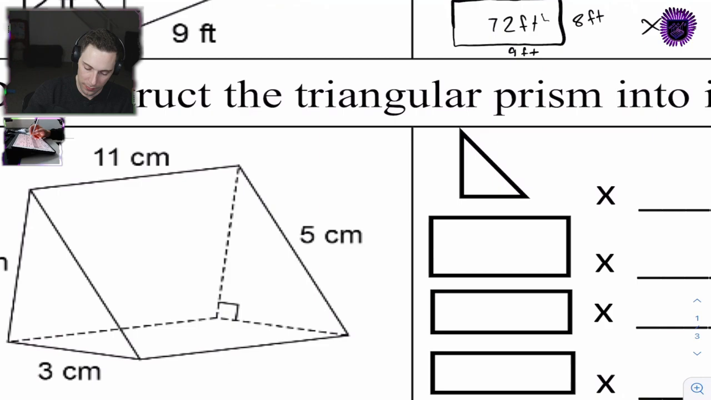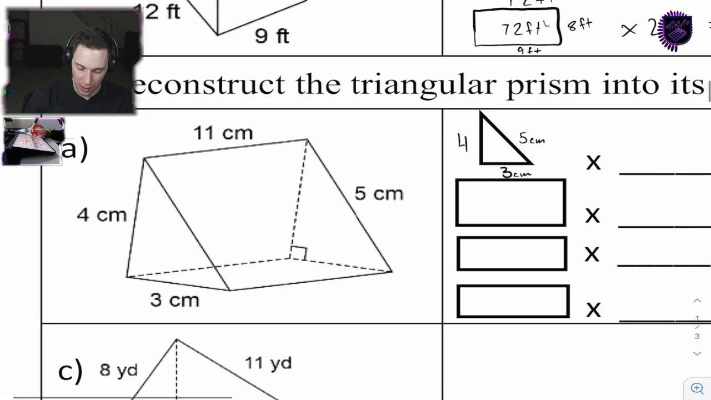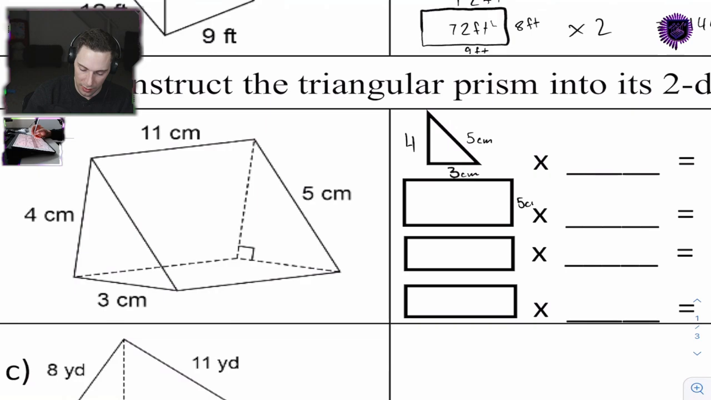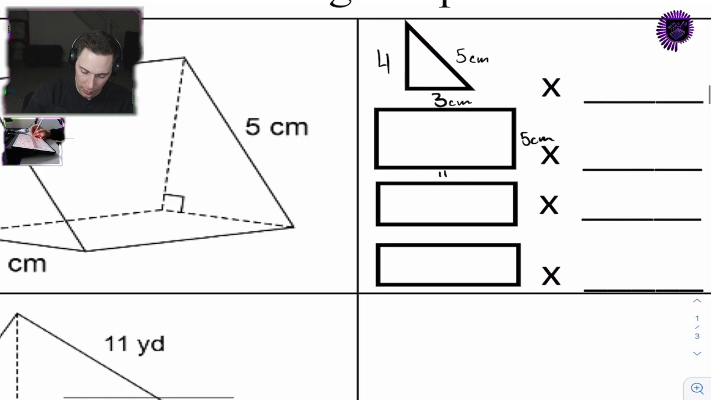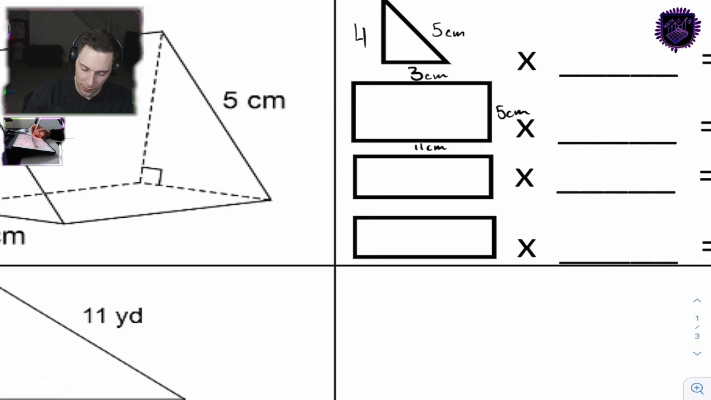4 centimeters by 3 centimeters by 5 centimeters. And then the first biggest triangle is going to be 5 centimeters by 11 centimeters, and then we have 4.